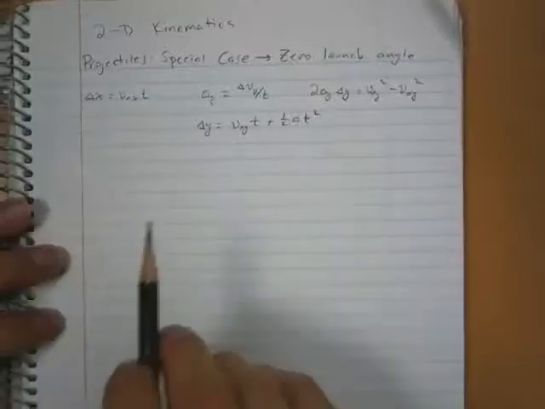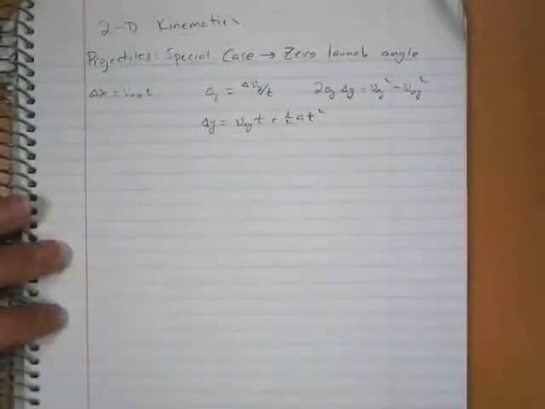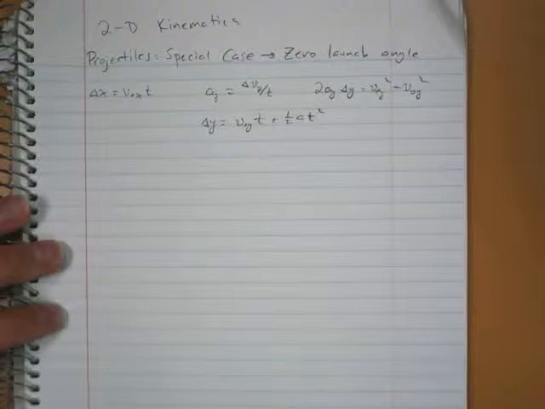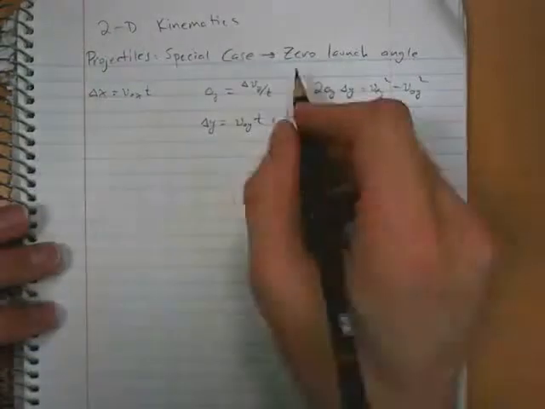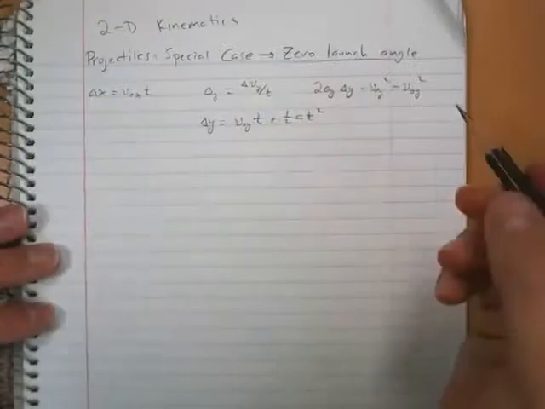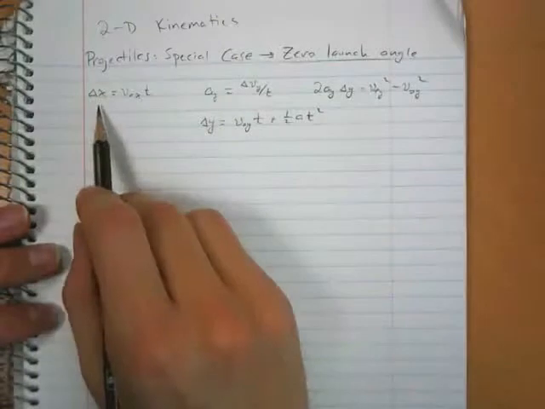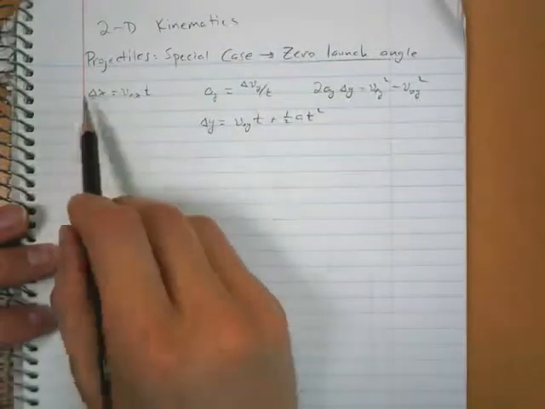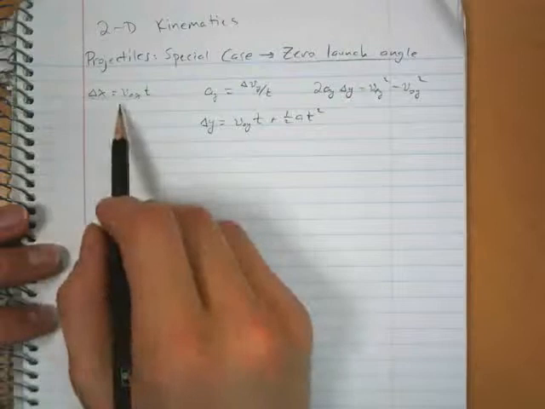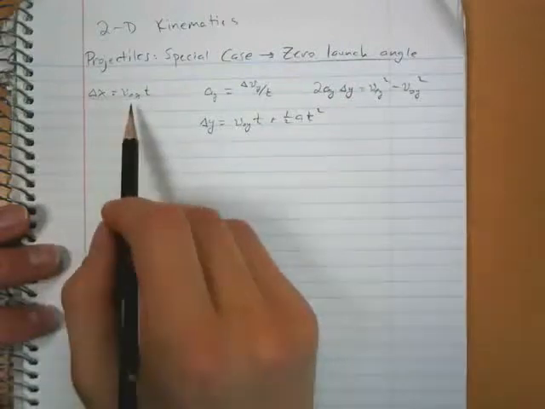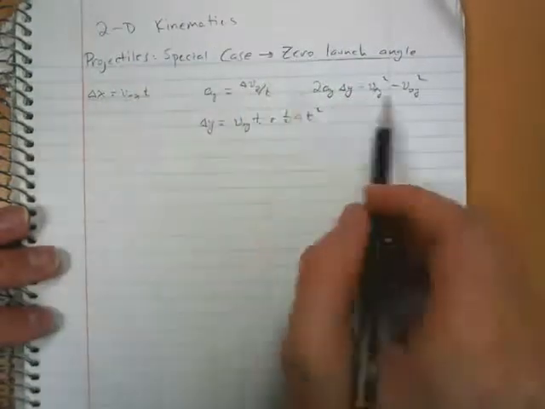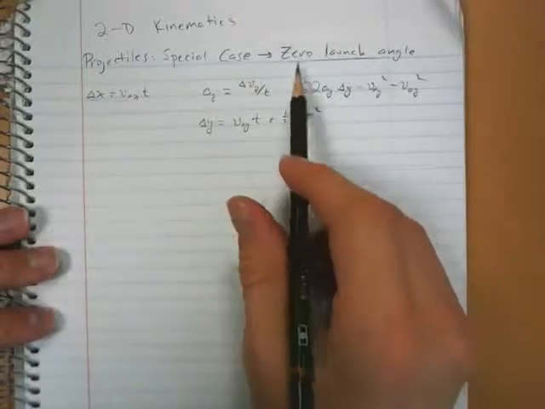For today, we're going to be dealing with a particular special case of 2D kinematics I call zero launch angle. Now, we've already said when we're doing 2D kinematics, pretty much all our x equations reduce to this, or are 0 equals 0, so they aren't important. And these are the y equations that we tend to use.